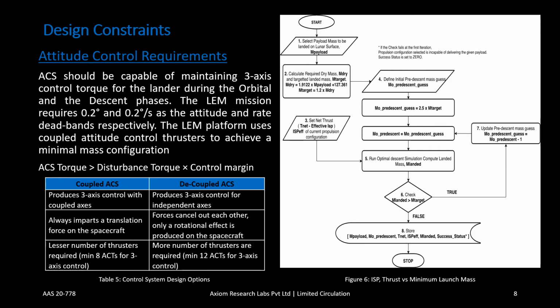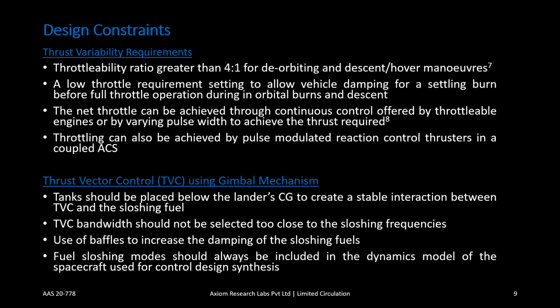Whereas decoupled thrusters can do independent attitude control without providing any translational force, but the number of thrusters that they require is a minimum of 12. So we recommend that we go with coupled ACS if there are no overriding requirements for having a decoupled ACS.